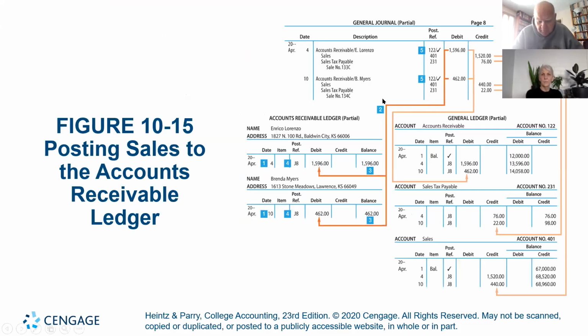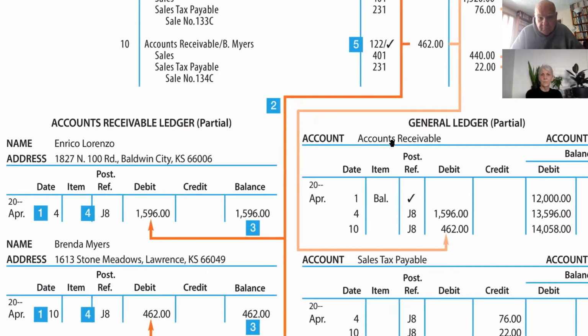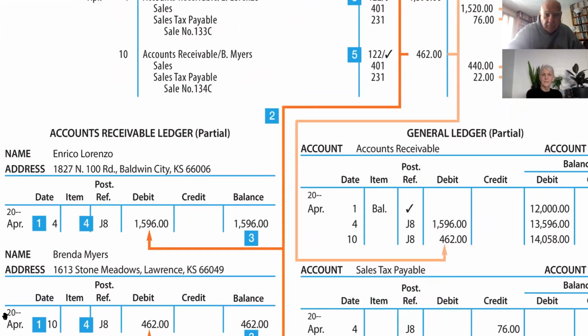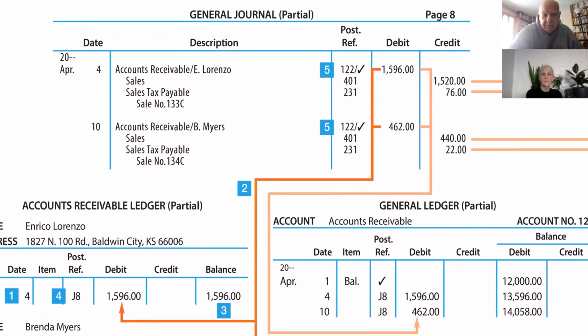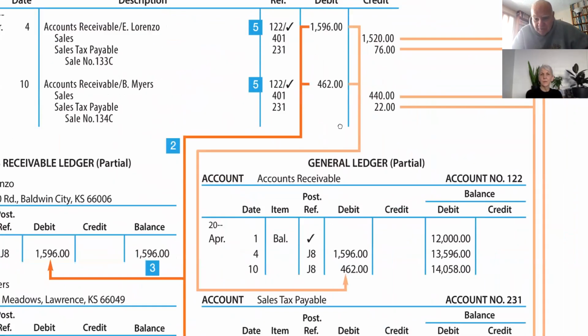So let's take a peek here. Time to Mr. Zoom. Okay, let's see if the old finger works. There we go. So there's our same 2 journal entries, right? And this is what we just looked at here. Steve's annoying me. Okay, here we go.